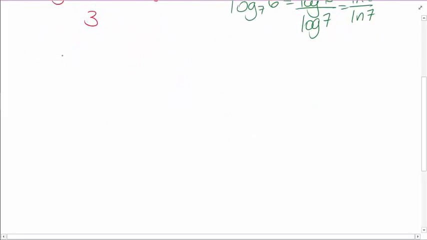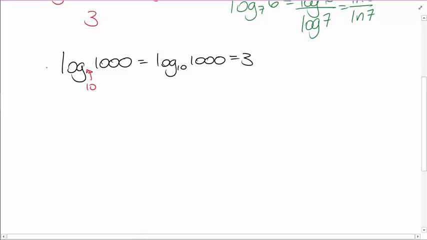If I were to write the log of 1000, what I'm really asking here is the log base 10 of 1000. When there's no base written, we're going to assume that base to be a base 10. The log base 10 of 1000 is 3. If I were to evaluate the log of 90, what I'm really asking is the log base 10 of 90. We're never going to write that base of 10. The question is 10 to what exponent equals 90?